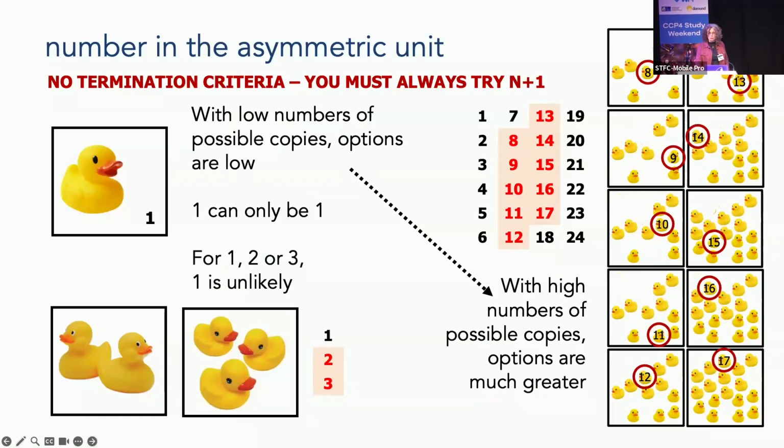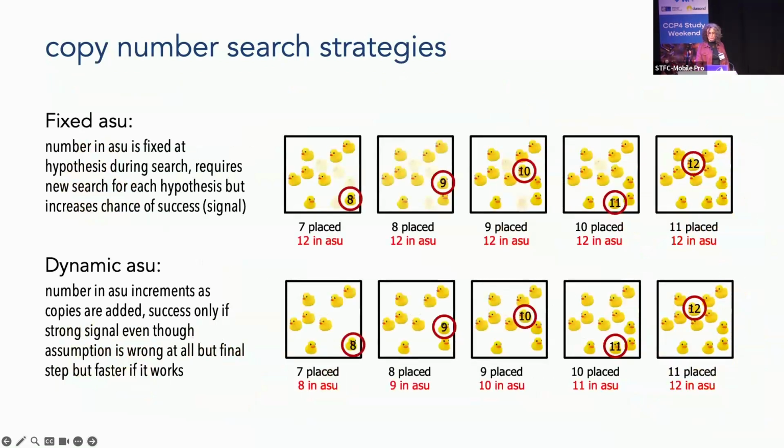And unfortunately, you just have to try searching for n+1. So there's always this extra search at the end of every molecular placement process where you try to place that final component that isn't there. And then there's also the copy number search strategy.